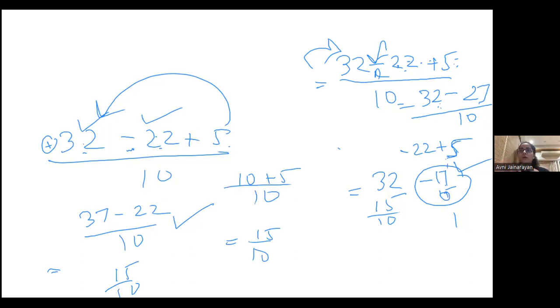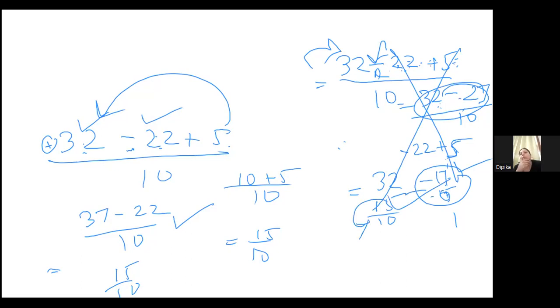Which point, Deepika? We have different answers here. So which one is correct then? Which way do we need to follow? See, the left one is absolutely wrong, because I told you that the child did not see minus 22 plus 5. He wrote it as minus 27. But if he had taken it as minus 17, then the answer would have been 15 upon 10, correct? Okay, fine. Got it.